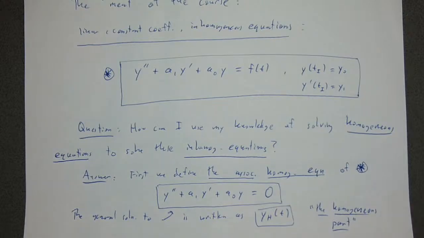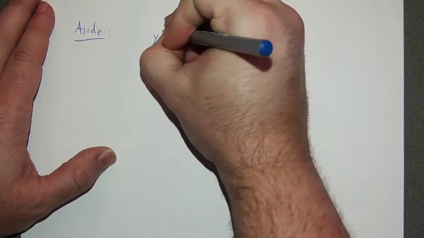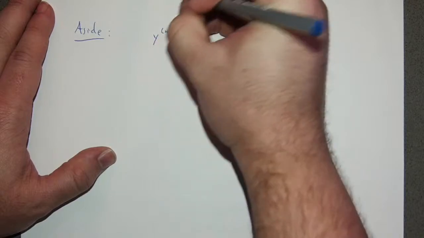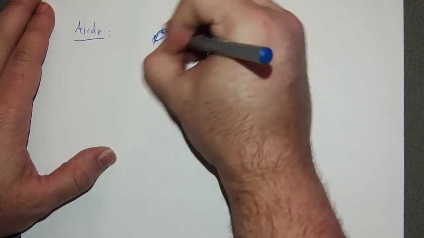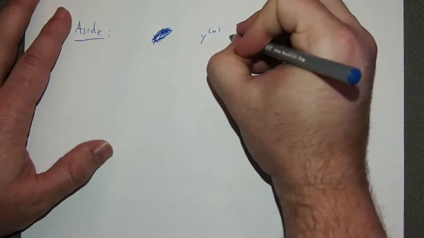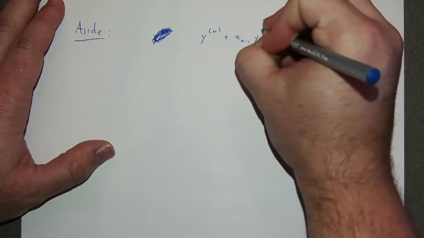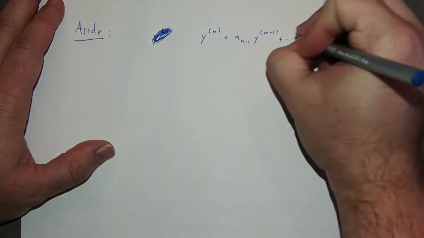Now, here is a quick aside that lets me shortcut writing out these things even more. So here's a quick aside. Let's say the differential equation looks like this. So it's still constant coefficient, but it's an nth order equation.